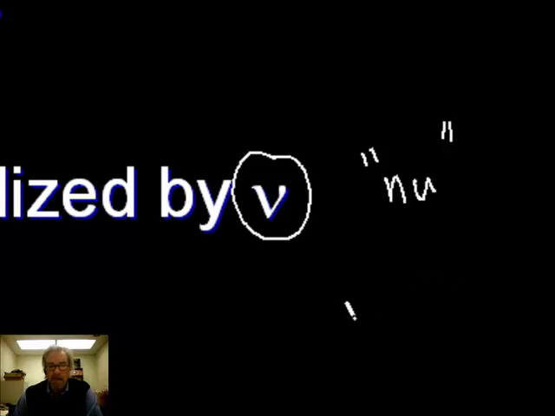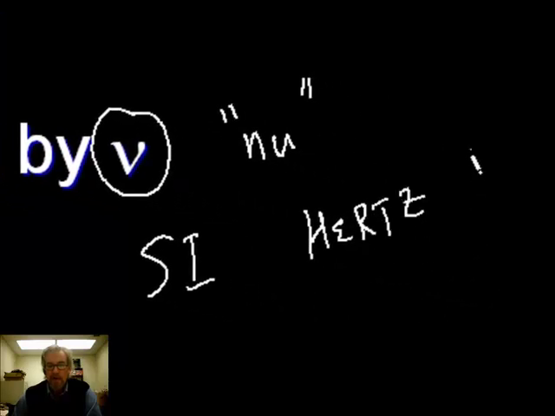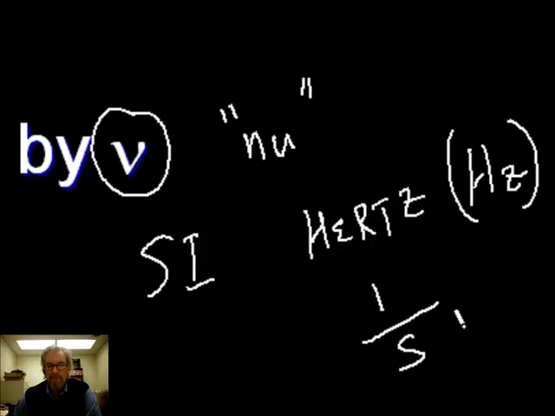The SI unit of frequency is the Hertz, named after Heinrich Hertz, and the abbreviation is capital H, small z. And a Hertz is 1 per second. So 1 cycle per second or 1 vibration per second, that's a Hertz.